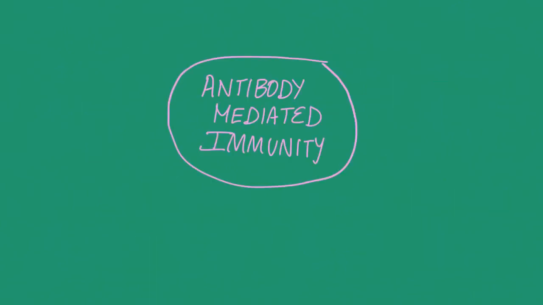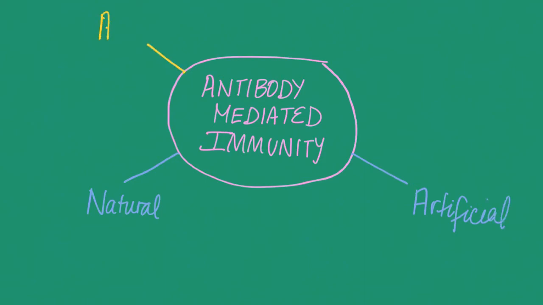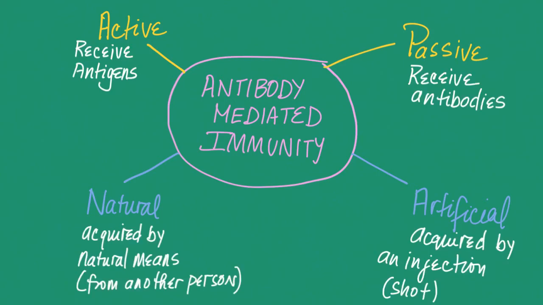When we talk about immunity, we need to ask a couple of important questions. The first one is, how did you acquire the immunity? Was it by natural means, that is from someone else, or was it by artificial means, by getting an injection? Was it active? Is this the kind of immunity that is active, or is the kind of immunity passive? So let's address each of these.